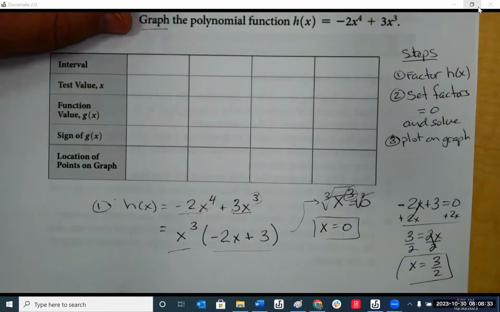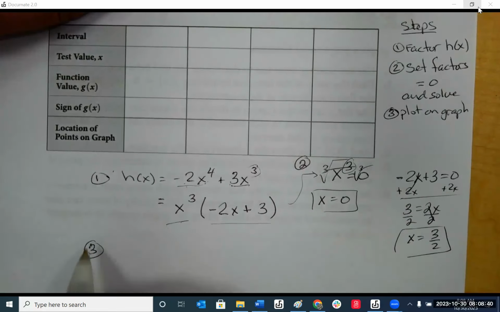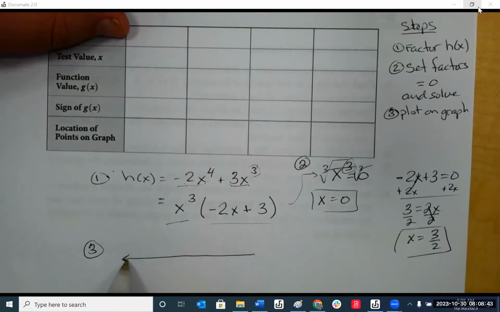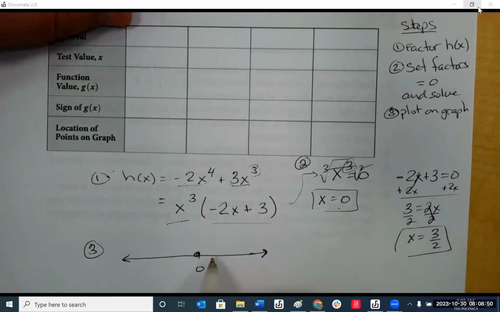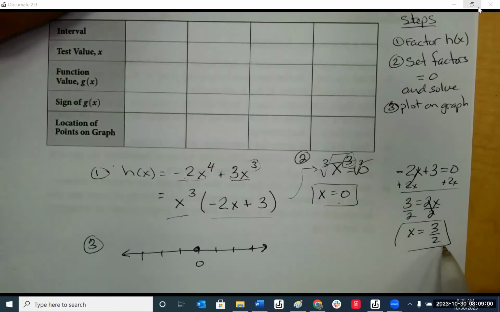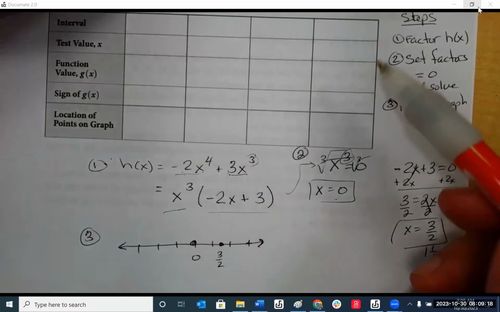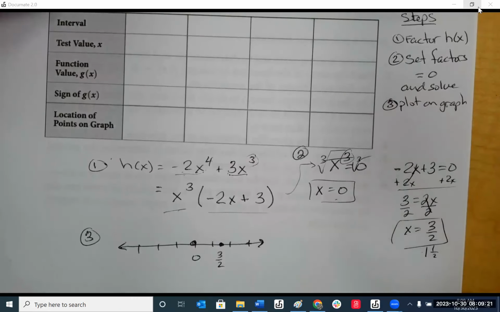Step 3, plot those 2 points on a graph. So here's 0. That's one of my dots. And the other one is 3 over 2, which is 1 and 1/2, which is there. Now we're supposed to sketch the graph. I'll show you the way that this section is supposed to do it, but then we'll go back to the way I showed you last section.